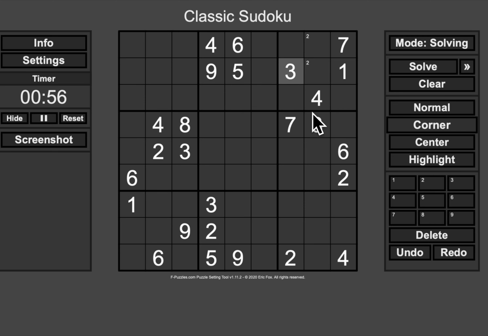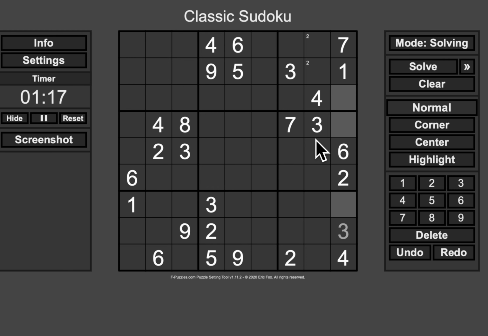A 3 here and a 3 here. It says 3 in box 9 must be on the right, but it can't go there, so that is a 3. Definitively. Okay. These 3 actually only have 3 digits left to place. 5, 8, and 9 in some order.